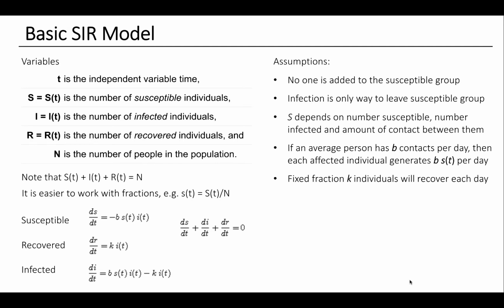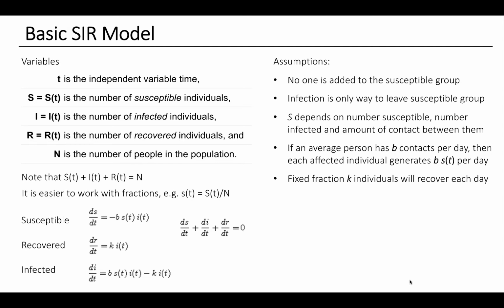If you're not familiar with that notation, the little ds over dt is the change in the fraction of susceptible over time, and that is going to be equal to negative B, that's the number of contacts per day, times the fraction of susceptible times the fraction of infected. And then our change in the number of recovered over time is going to be that K, that fixed fraction of individuals that are going to recover each day, times the number that are infected.